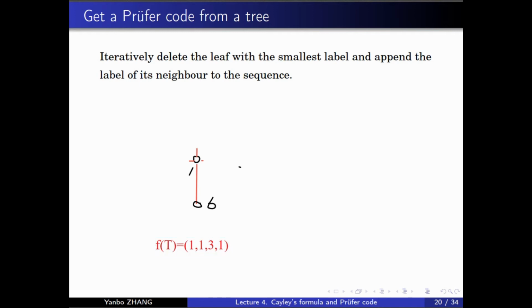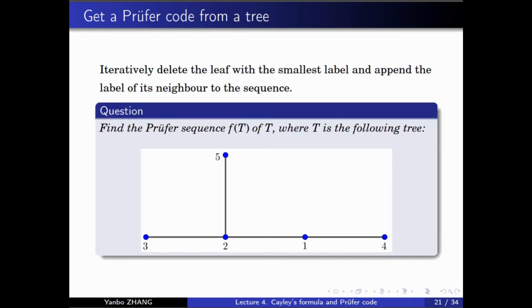Now we are at the point that a single edge remains. So we stop. We have produced the sequence Ft, which is 1, 1, 3, 1. Now please do the following exercise. Find the Prufer sequence Ft of t, where t is given below.